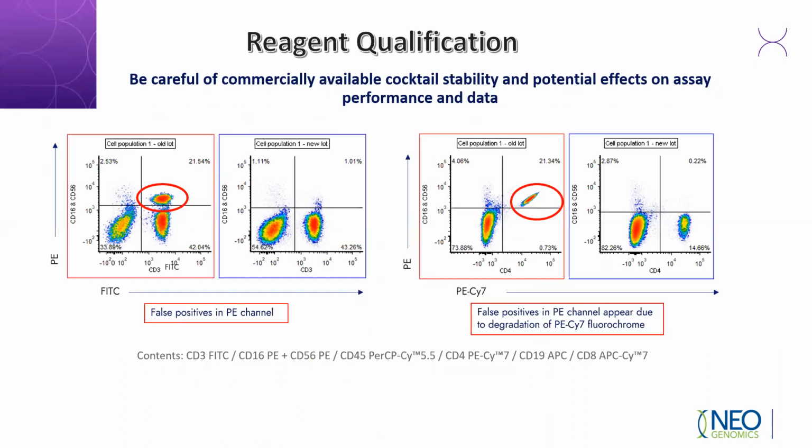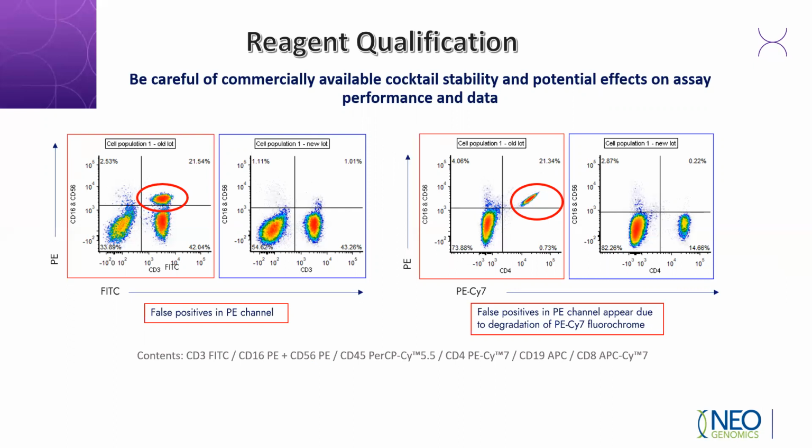Another example generated in our laboratory is shown here. In this example, a common commercially available 6-color immunophenotyping cocktail for the detection of T, B, and NK subsets is shown. The material is shown as old lot, a lot in use that was starting to show some atypical results that were not always apparent with the standardized gating applied as used with the IVD protocol for the material. In this example, the PE-Cy7 component was showing signs of degradation when compared to a new lot in parallel testing with the same patient sample.